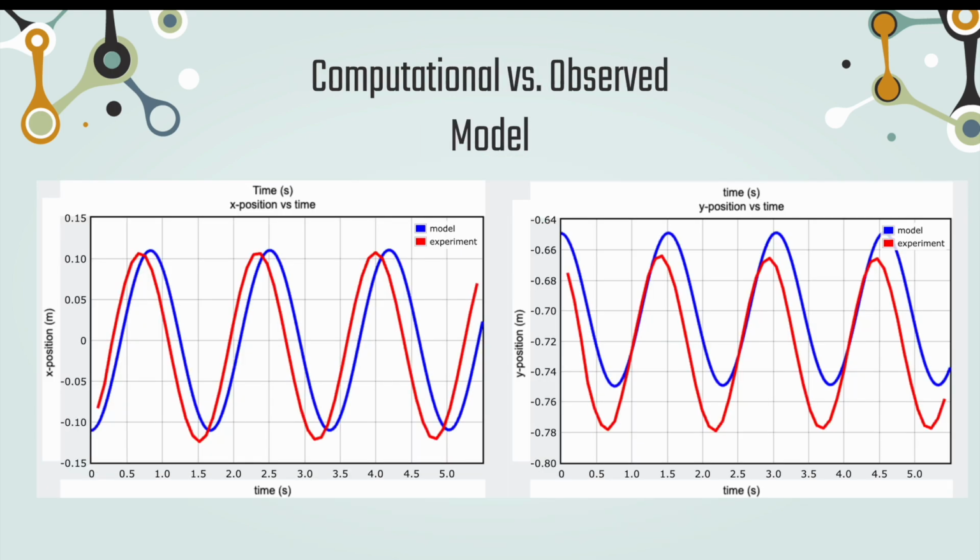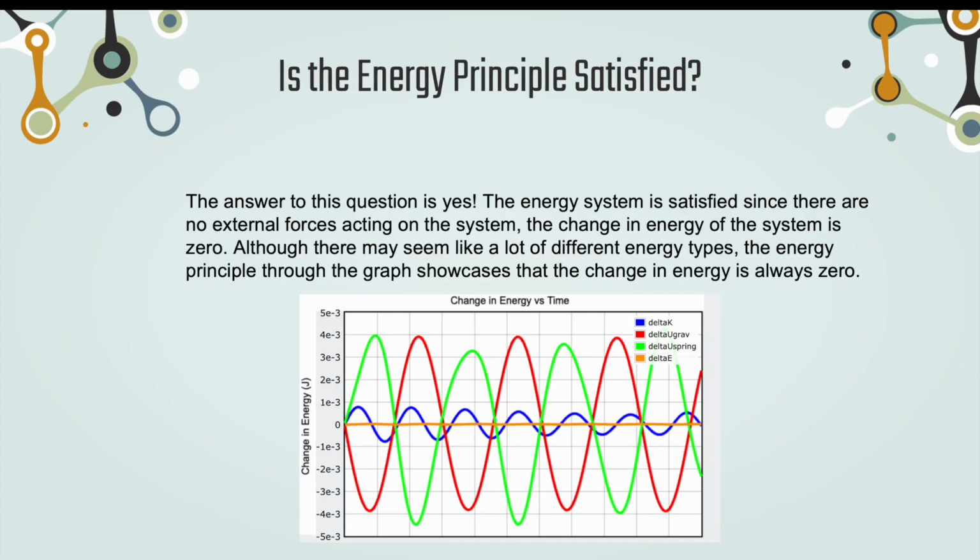When I compare the simulation to the experimental data, the two motions lined up closely. Both the x and y positions followed similar oscillation patterns, showing that the computational model accurately predicts the real system. There were small differences in amplitude and timing, which could be due to air resistance, measurement noise, or slight inaccuracies in the spring constant. Overall, the model captured the key physical behavior of the motion very well.